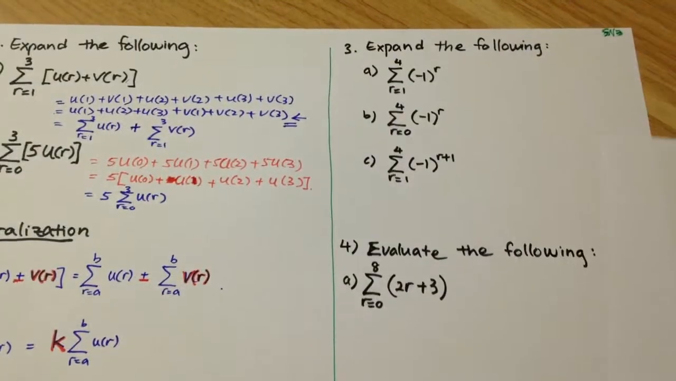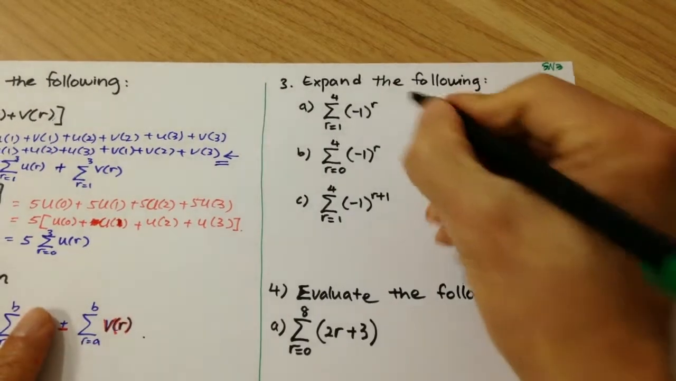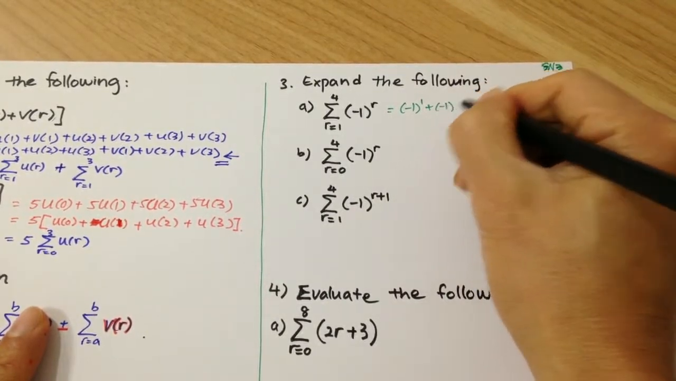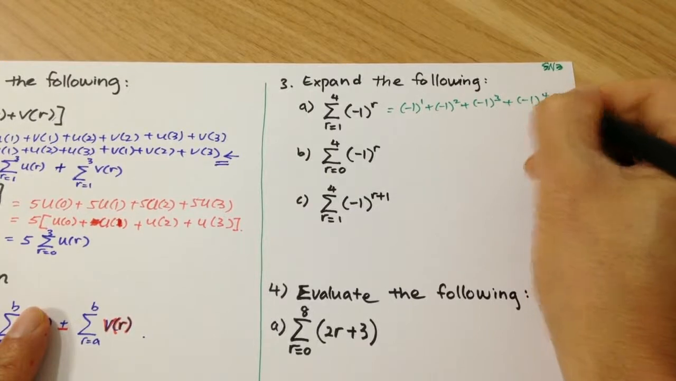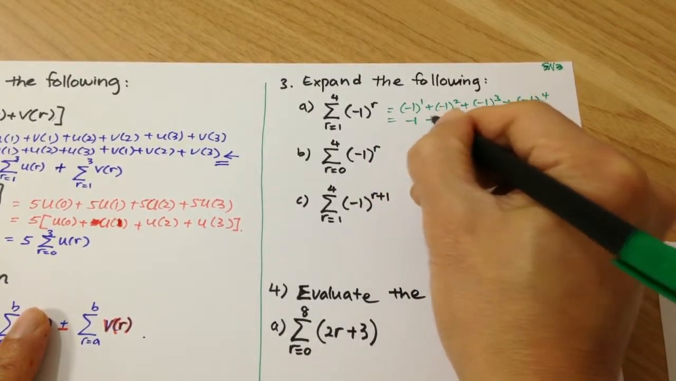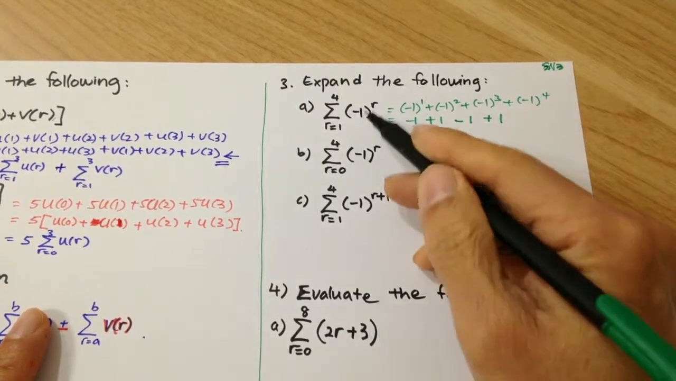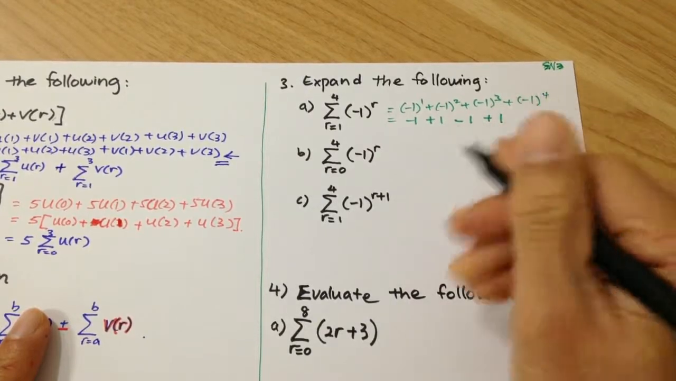Now let us look at question number 3 and question number 4. We simply have to expand this thing. The first one will be negative 1 to the power of 1 plus negative 1 to the power of 2 plus negative 1 to the power of 3 plus negative 1 to the power of 4. That is negative 1 plus 1 minus 1 plus 1. So basically, this is a way to write alternating sign, right?